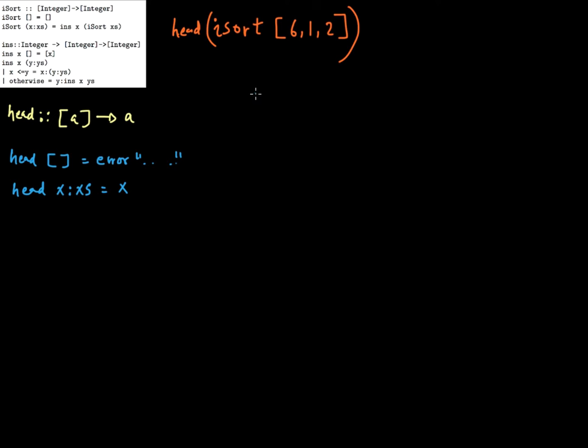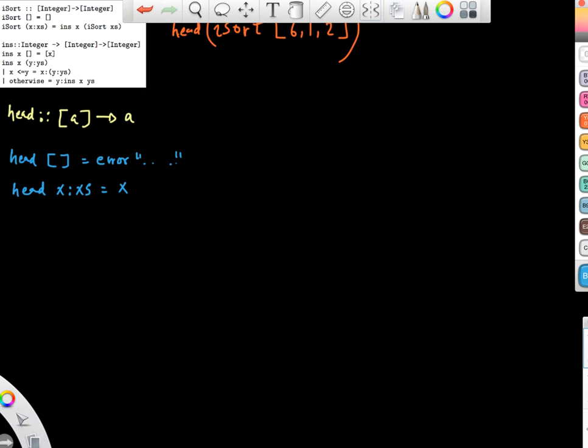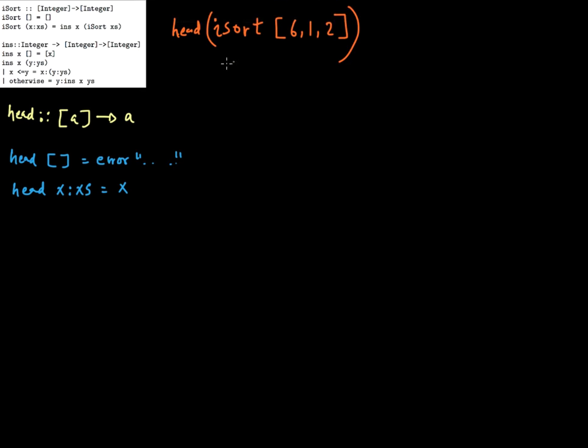lazy evaluation. The first thing is to see what happens when the user calls head on this entire piece here. So the user says, all right, let's call this. If you were to write this as a function composition, this is completely equivalent to saying head function composition iSort, and of course you pass in your list, which is 6, 1, 2. This can also be written as head dot iSort, and you can use a dollar sign, and that gives you 6, 1, and 2. They're just three different ways of writing the same thing.